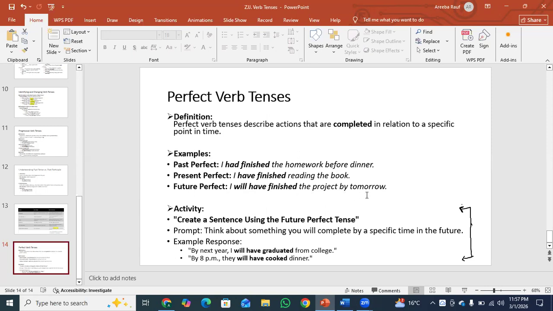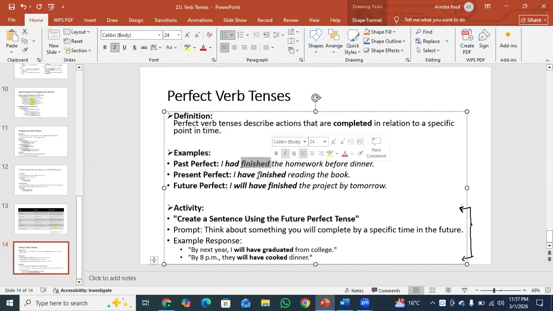Okay, as you guys can see, in the perfect tenses, we simply use the third form of the verb. Okay, finished. I had finished. I have finished. I will have finished. Okay.